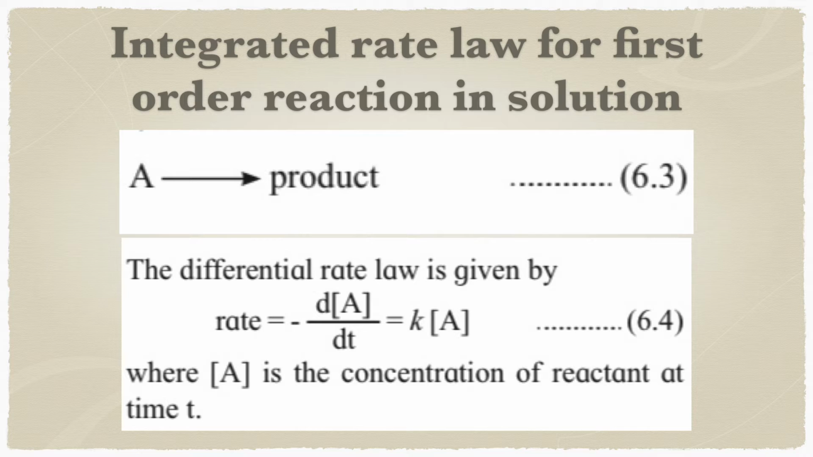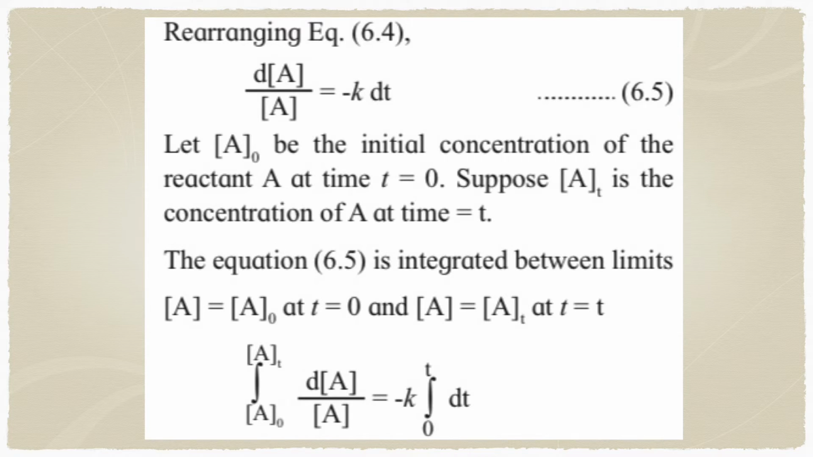Therefore the differential rate law is given by rate is equal to minus d concentration of A upon dt, that is equal to K into molar concentration of A, where square bracket A is the concentration of reactant at time t. Rearranging the equation, we get d molar concentration of A upon molar concentration of A equal to minus K dt. I hope you understood.